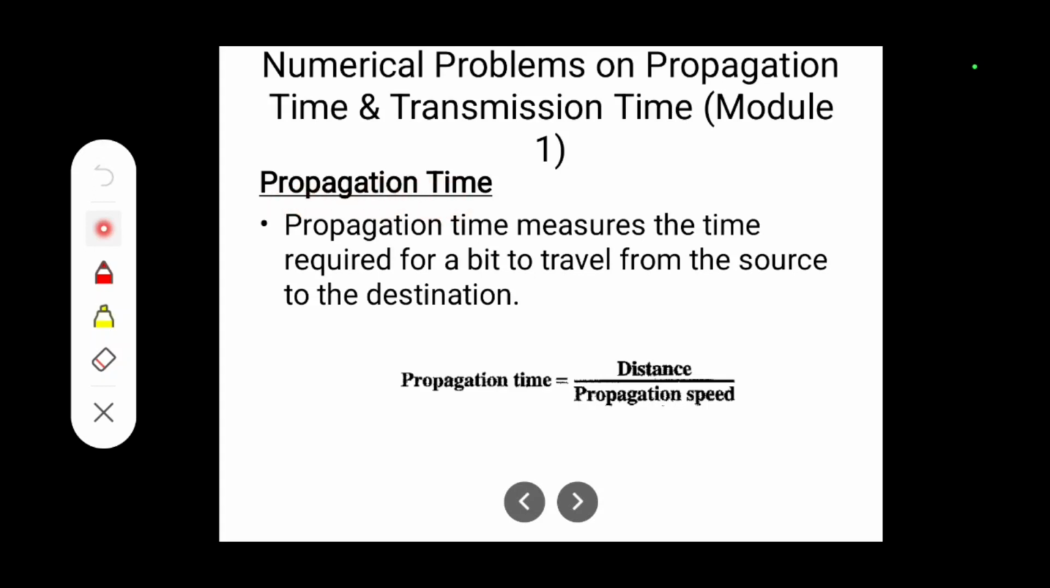We have separate formulas for propagation time as well as transmission time. Propagation time measures the time required for a bit to travel from source to destination. So what is the formula for this? The propagation time is equal to distance divided by propagation speed, where distance is the distance between source and destination.